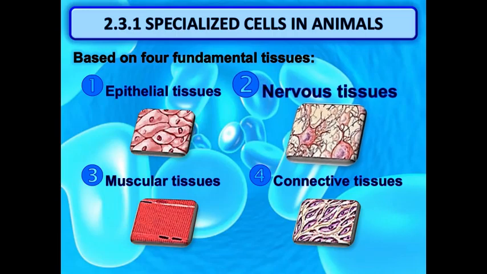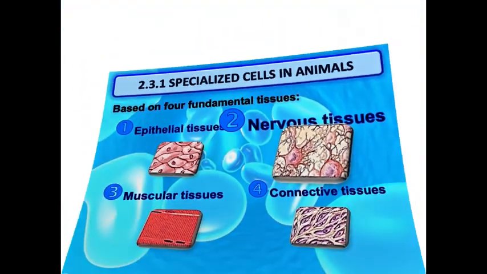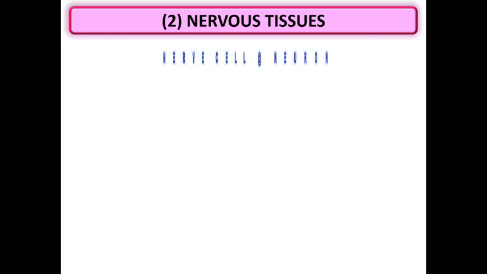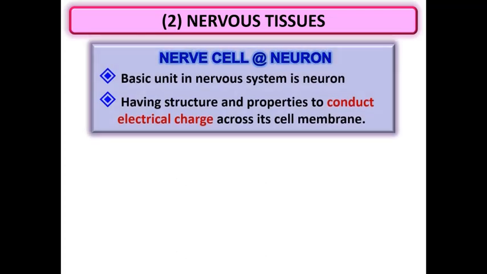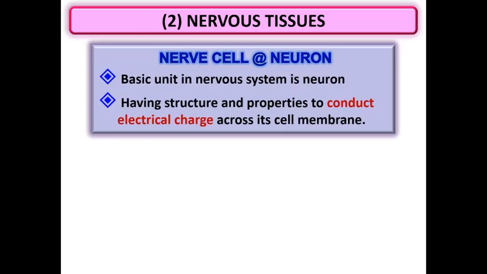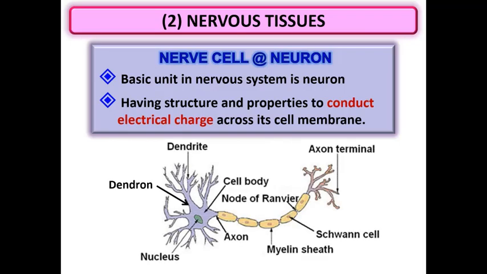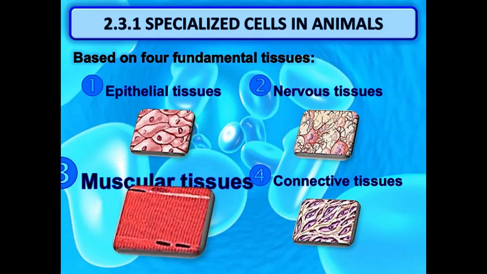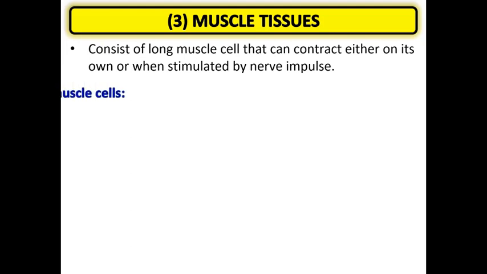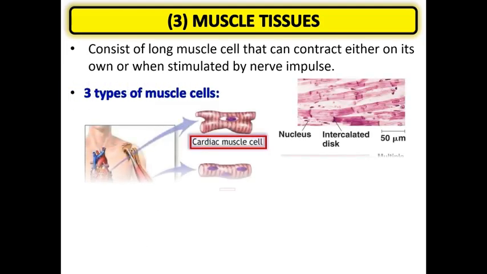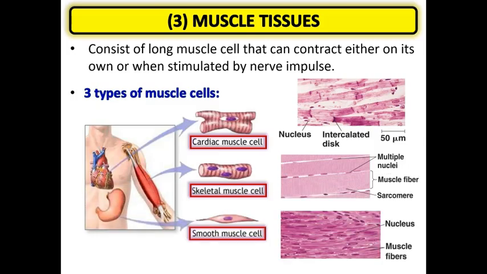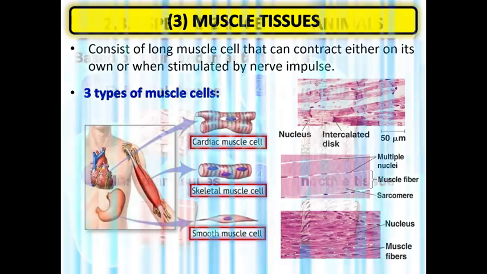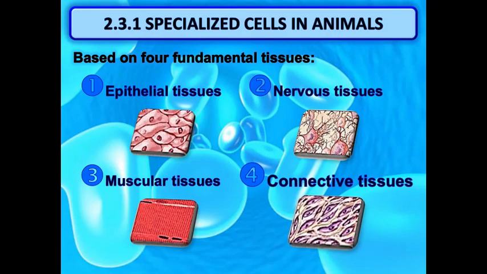Number 2, nervous tissues. Nerve cell or neuron can conduct electrical charge. Number 3, muscular tissues. There are 3 types of muscle cells: cardiac muscle, skeletal muscle, and smooth muscle. Number 4, connective tissues.